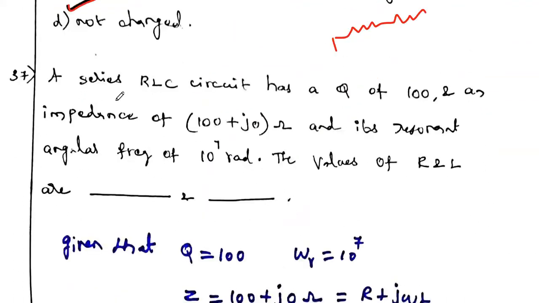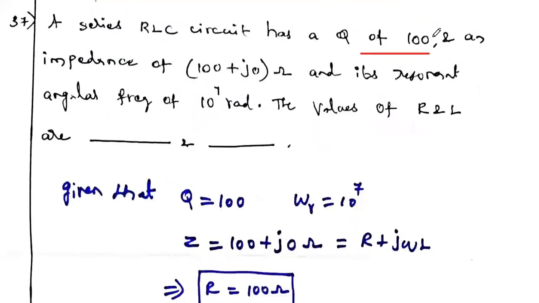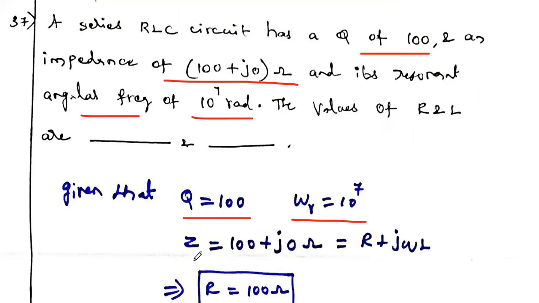Then the next question: a series RLC circuit has a quality factor of 100 and impedance of 100 ohms, and its resonant angular frequency omega R is given as 10 to the power 7. What are the values of R and L? So first you note down the given data: quality factor is given, resonant frequency is given, impedance is given. We have to find the resistance R and L.